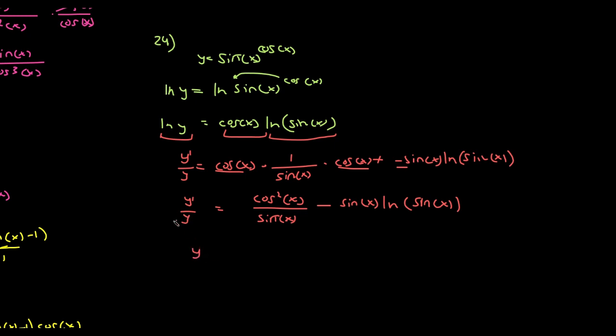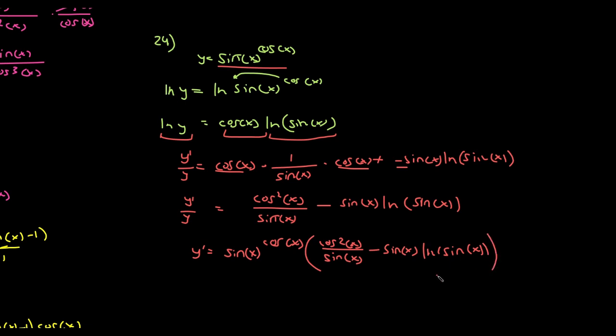Because we still need to multiply both sides by y, which we'll do now, and y is just equal to sine of x to the power of cosine of x. So I'll just factor that out. I won't just repeat that because it's not necessary. Cosine of x squared divided by sine of x minus sine of x times ln sine of x. Like so. That's our final answer.